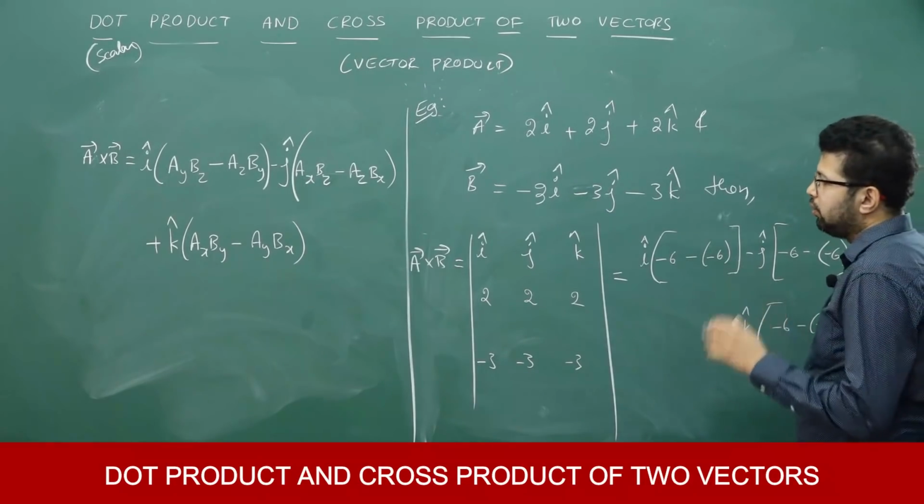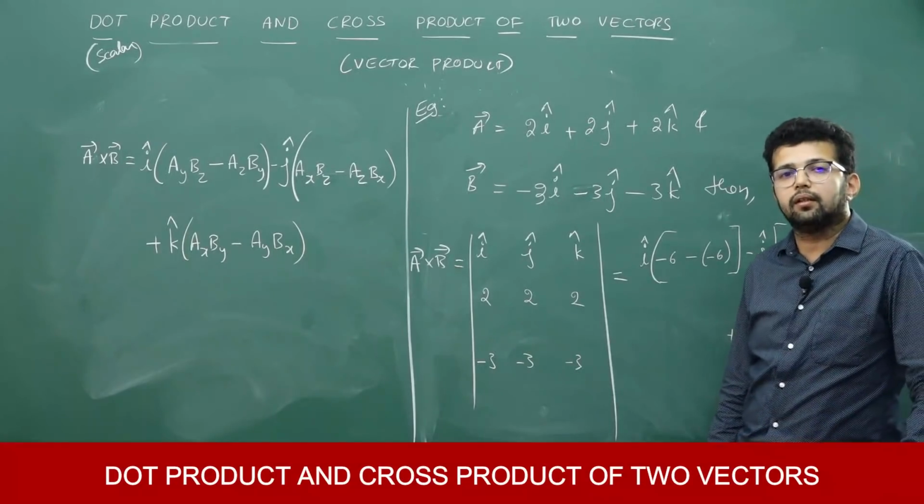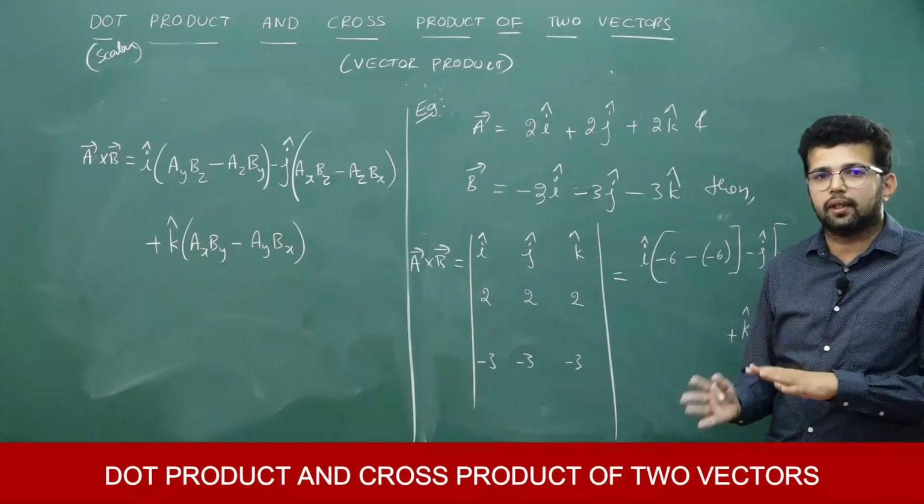This is how we can find the cross product of two vectors. In the next session, we will study the properties of scalar product and vector product.